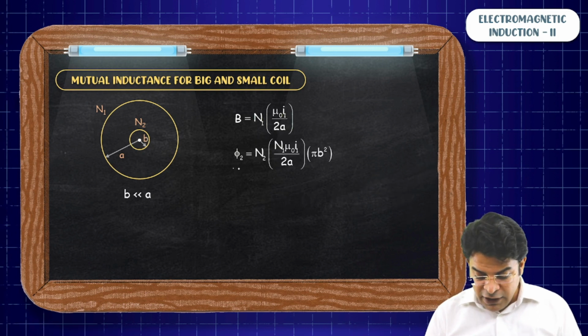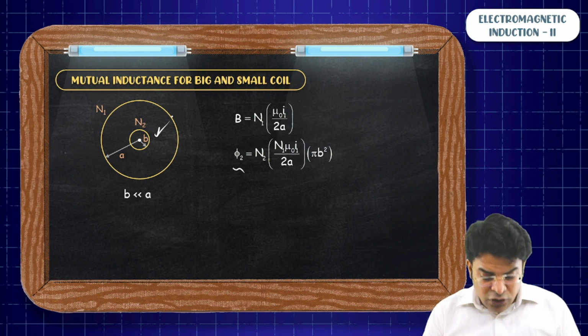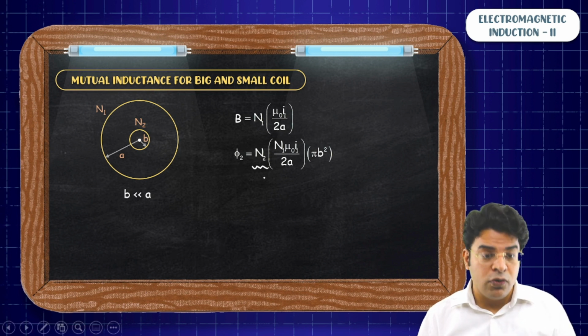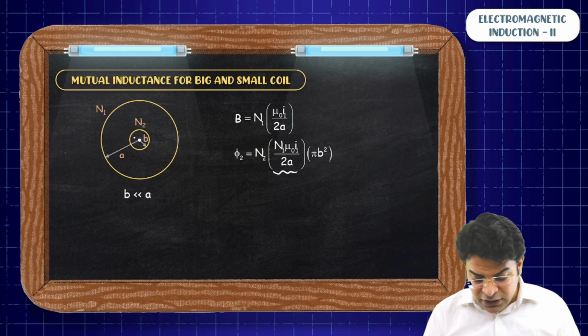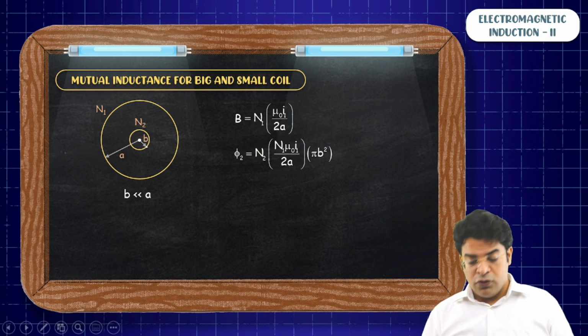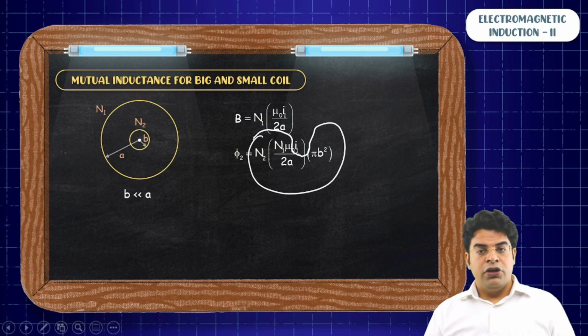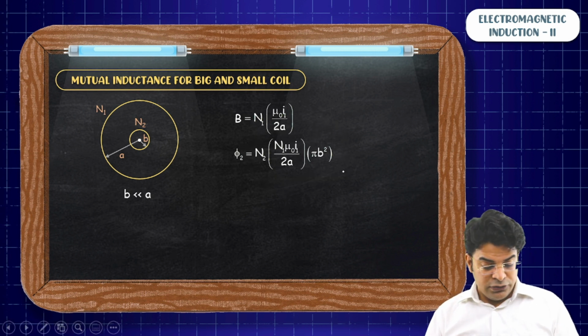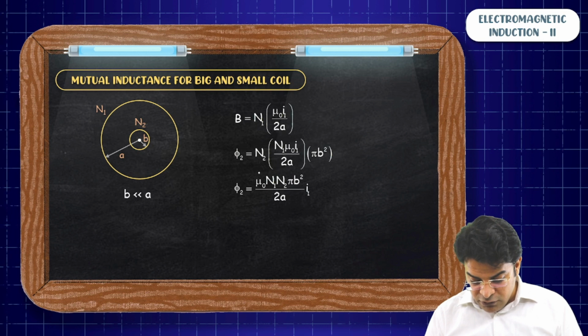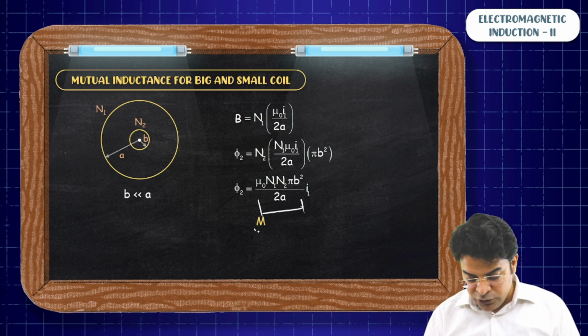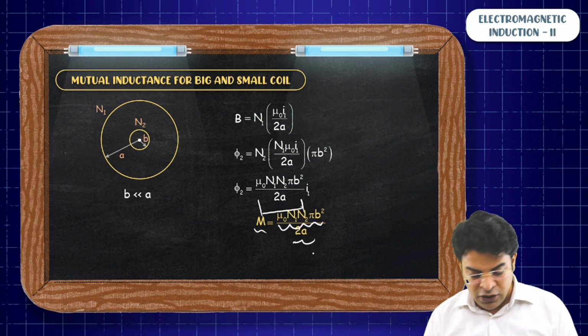So you will say phi 2, the flux linked with the smaller coil, equals to number of turns in the smaller coil multiplied by the strength of magnetic field at the position of smaller coil multiplied by its area. Now you can say phi 2 equals to something times I1. And this something is your mutual inductance. So you will say that phi 2 equals to mu naught N1 N2 into pi b square upon 2A into I1. So this whole part has to be your mutual inductance. Hence the mutual inductance will be mu naught N1 N2 pi b square upon 2A.